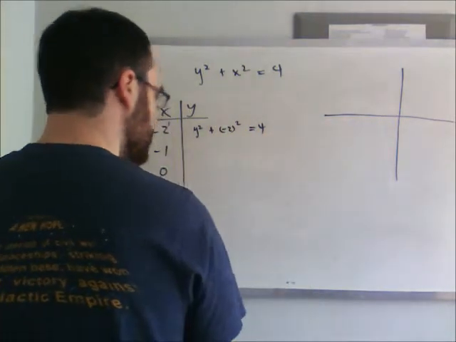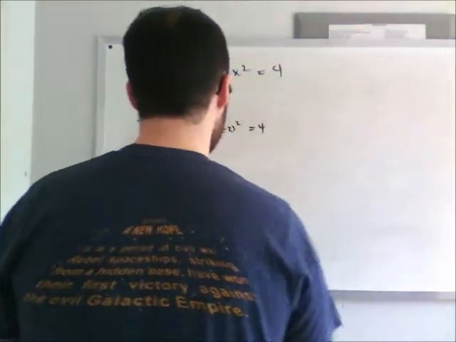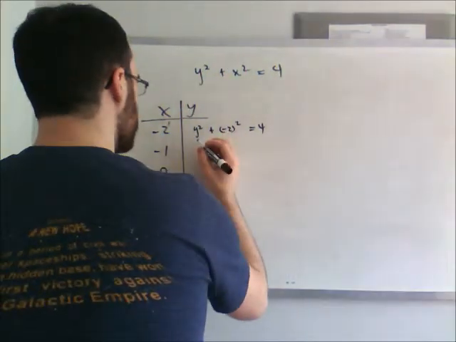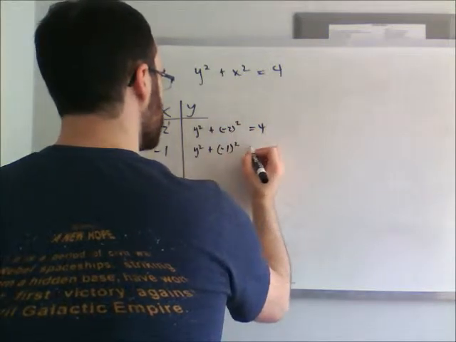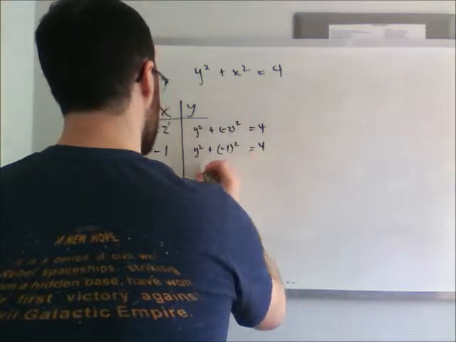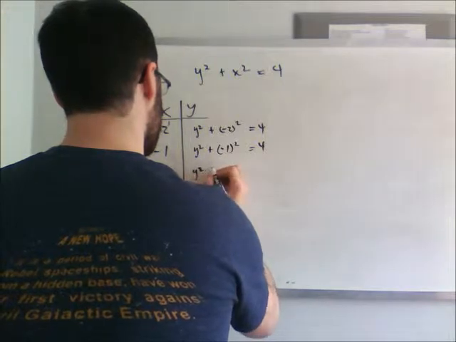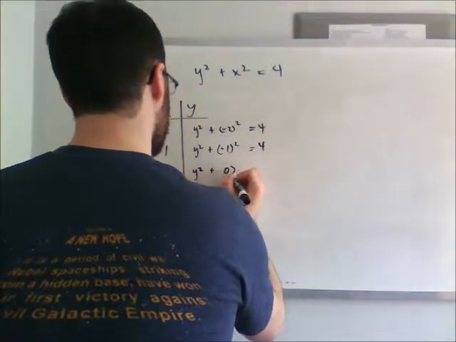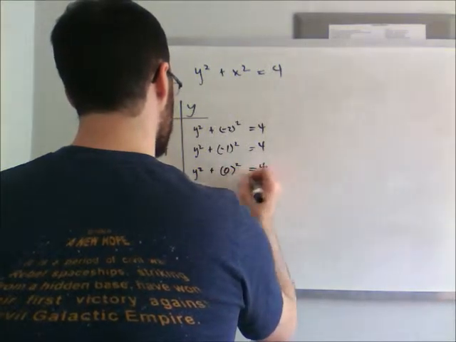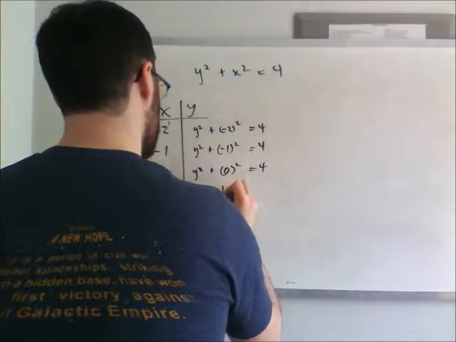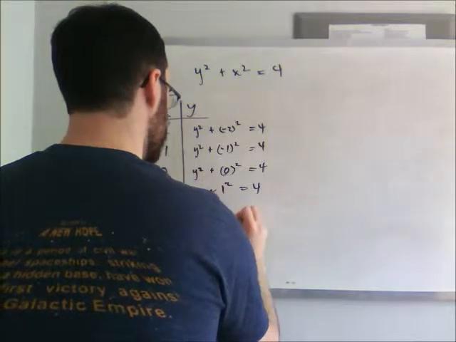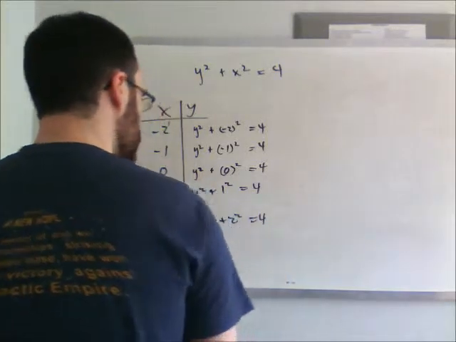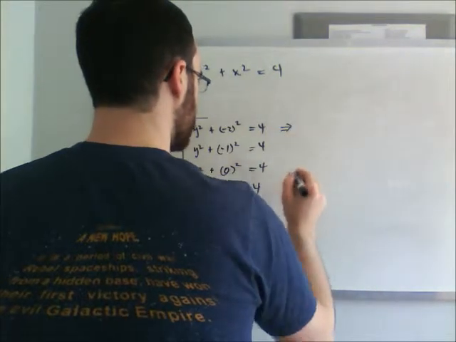But before we do that, let's just write them out first. So we have y squared plus -1 squared equals 4, and y squared plus 0 squared equals 4, y squared plus 1 squared equals 4, y squared plus 2 squared equals 4. So let's solve these.